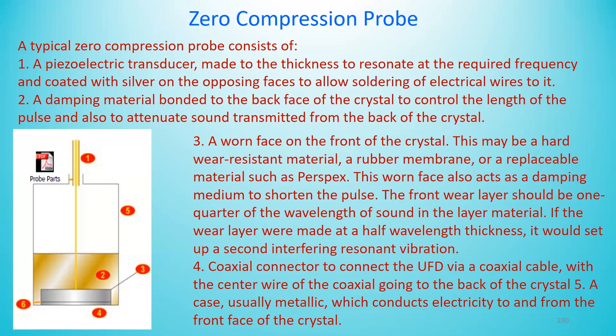On the front of the crystal is the wear face. It may be a hard wear resistant material, a rubber membrane, or a replaceable material such as Perspex. These wear faces also act as a damping medium to shorten the pulse. The front wear layer should be 1/4 of the wavelength of sound in the layer material. If the wear layer were half a wavelength thick, it would set up a second interfering resonance vibration.